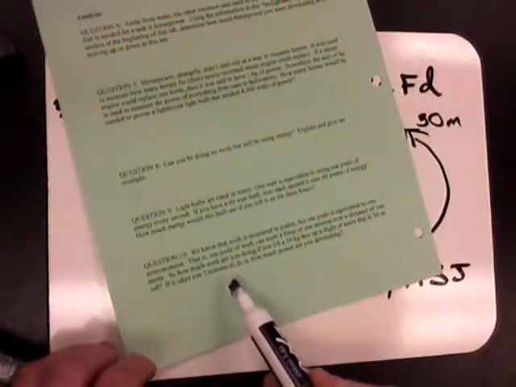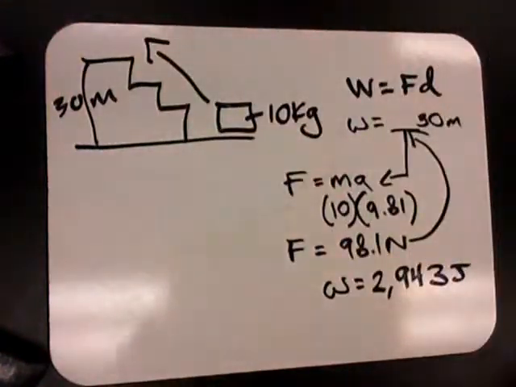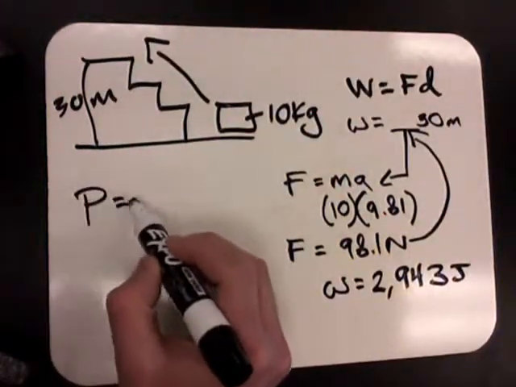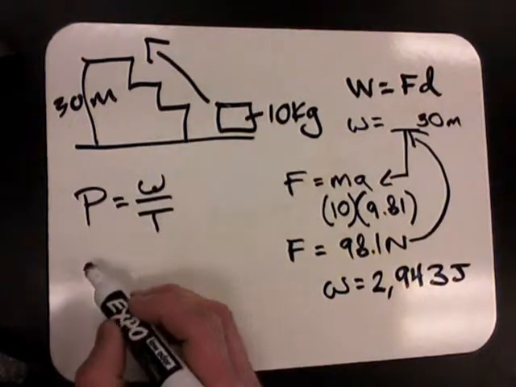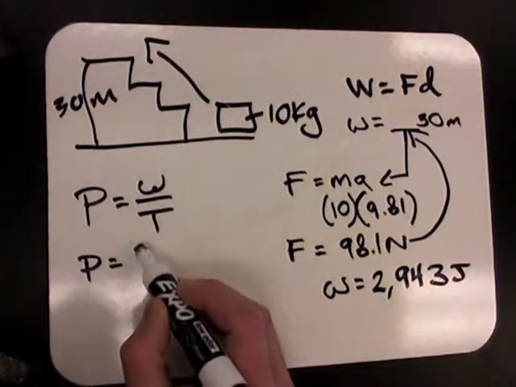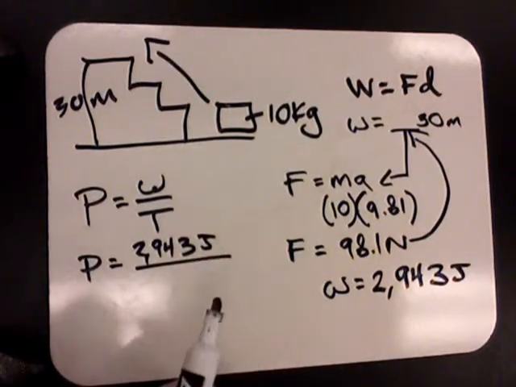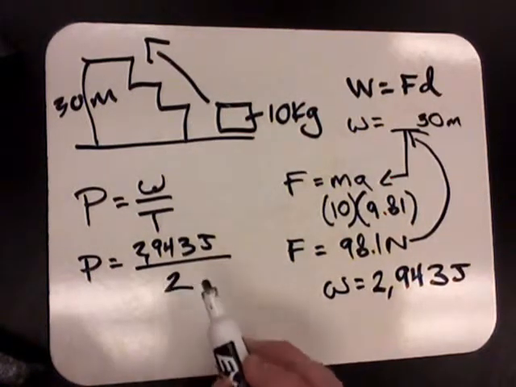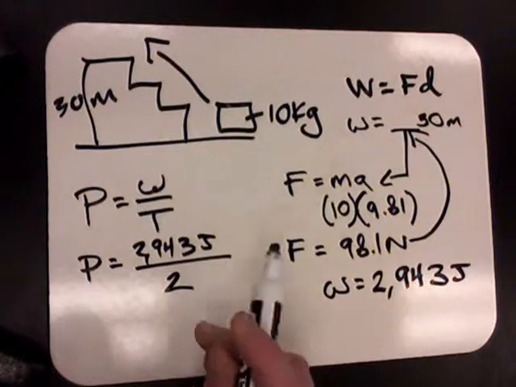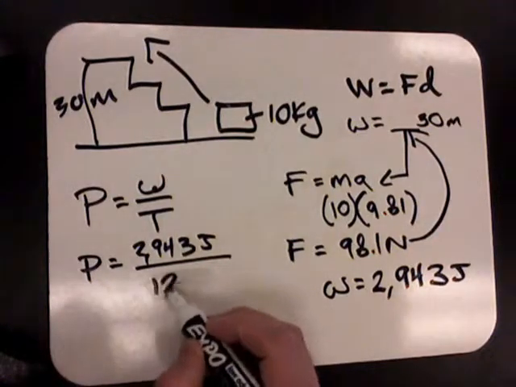But the second part says, if it takes you 2 minutes to do all this work, how much power are you developing? Well, that requires you to know that power equals work divided by time, like that. If you know how much work you've done, power equals 2,943 joules, and it takes you 2 minutes to do it. All we've got to do is put the 2 in down here. But wait, that's in minutes. We need it in seconds. 2 minutes is 120 seconds.